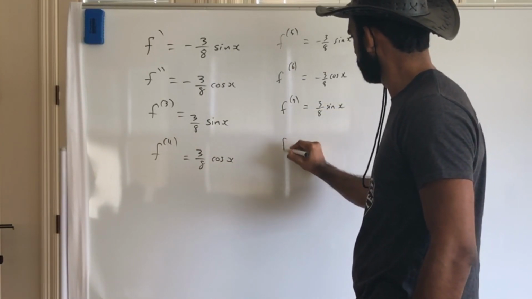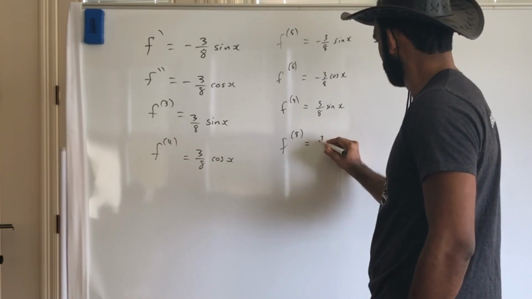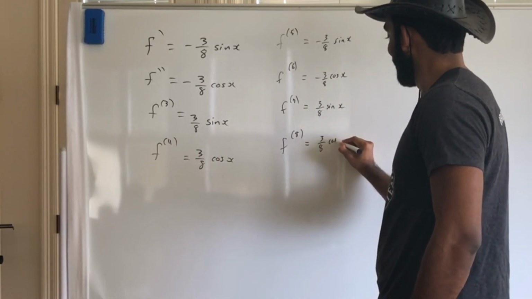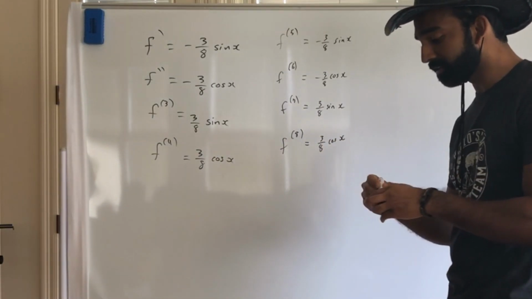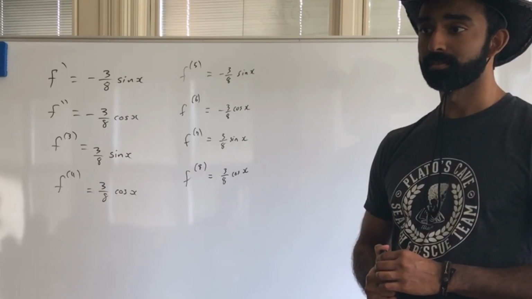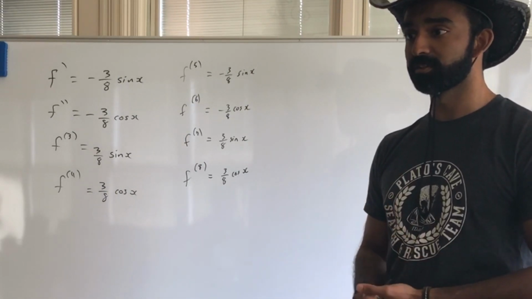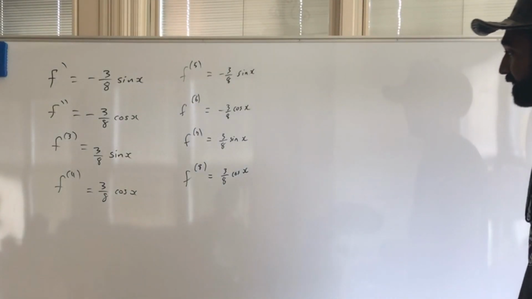And so by looking at this, you can see that any multiple of 4 will be 3/8 times cos of x. Is 2008 a multiple of 4? It is a multiple of 4. Something's a multiple of 4 if the number formed by the last two digits is divisible by 4, exactly.